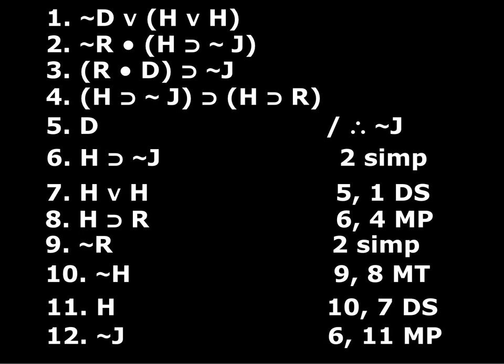Okay, the proof is done, but now I want to look back at this proof because there's a couple of things that you might have you scratching your head. One is, hey, look, we managed to get two statements that contradict each other. We managed to derive not H on a line and H on a different line. Isn't this a problem? Well, is it a problem?